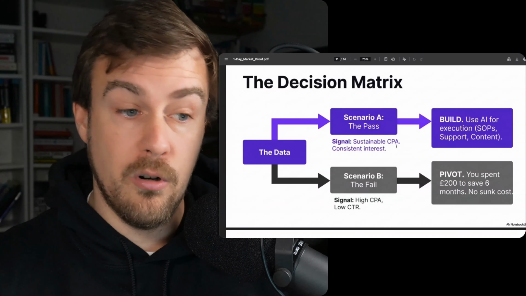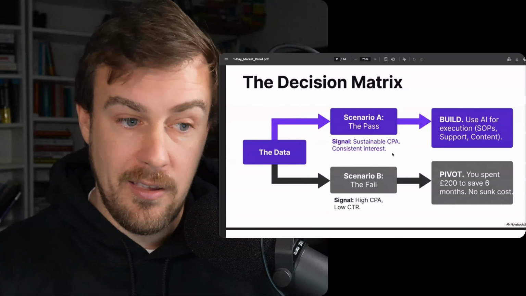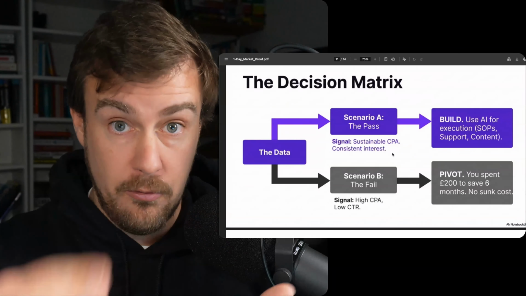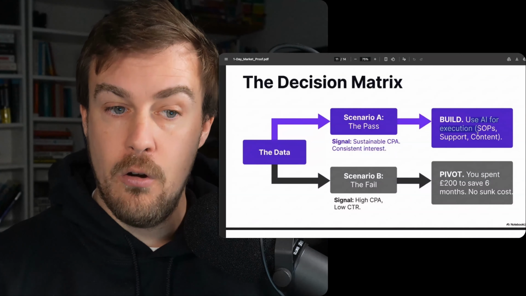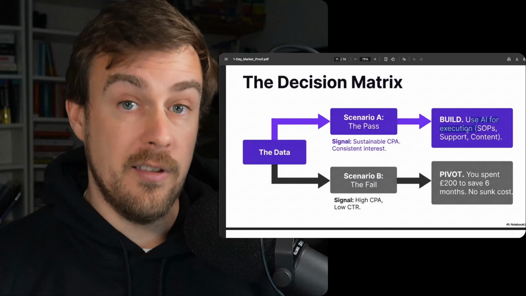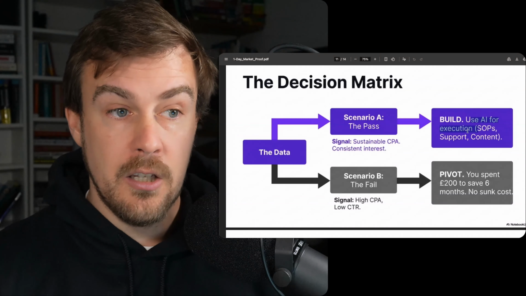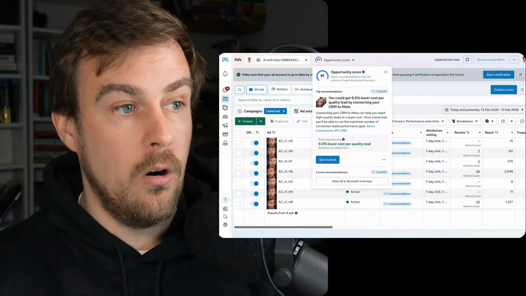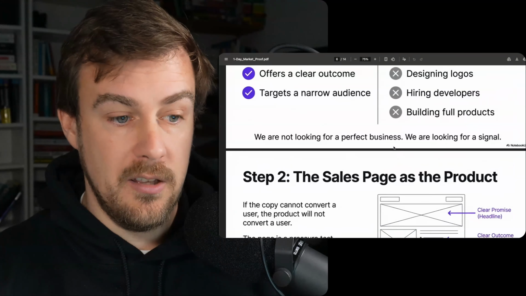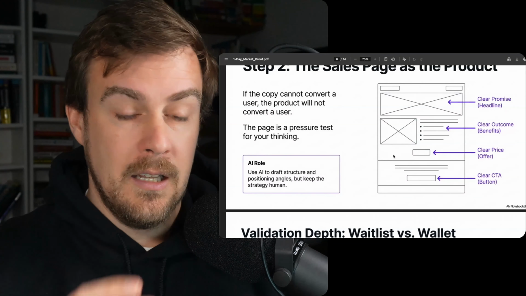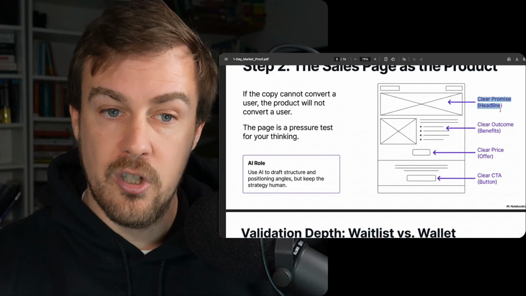So the data is either going to pass. So you have a sustainable cost per acquisition and consistent interest. People are still buying, still signing up after a week. If so, build the product that you have pre-sold. Go ahead and create it. You also know which of your sales pages converted best. That tells you how you should shape your product.